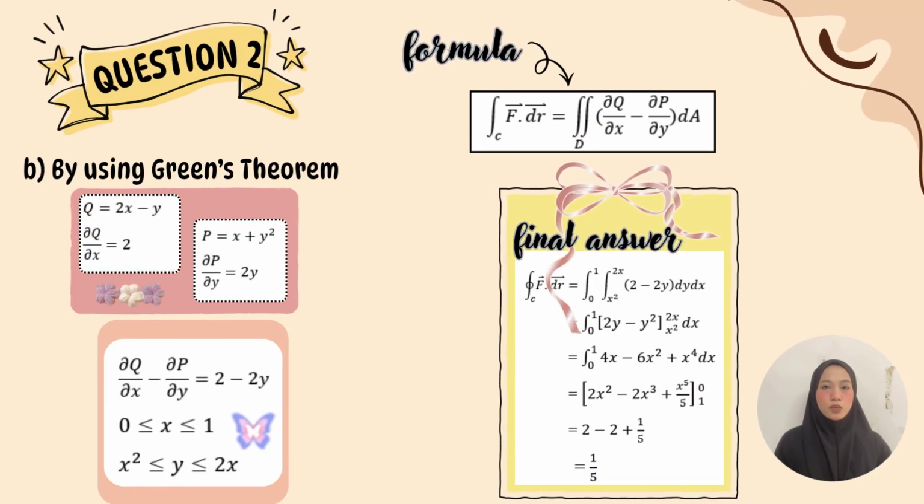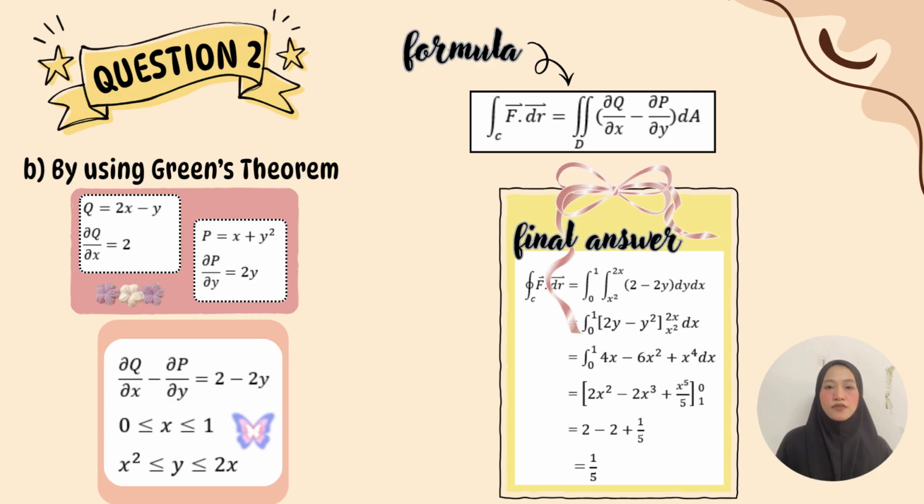Now, for part B, we verify the answer using Green's theorem. Green's theorem states that the line integral around a closed curve C is equal to the double integral over region D of (dQ/dx − dP/dy) dA. From the equation, we have P = x + y² and Q = 2x − y. So dQ/dx = 2 and dP/dy = 2y. Therefore, dQ/dx − dP/dy = 2 − 2y.